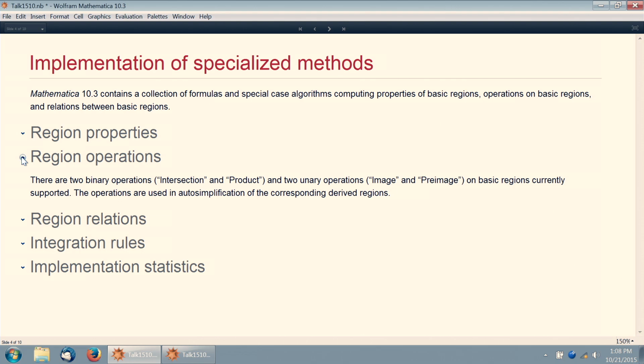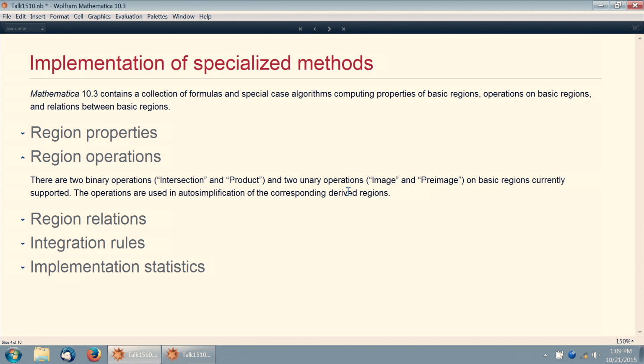Region operations. Right now we are storing 2 binary operations: intersection of regions, so the intersection of 2 special regions may give a special region, and product, so the Cartesian product of 2 special regions may give a special region. We can take the Cartesian product of a disk with an interval, and we'll get a cylinder, for instance. And we have 2 unary operations, image and pre-image, which will store the computation of the transformed region and inverse transformed region of a special region. Again, they may be expressible as a special region.